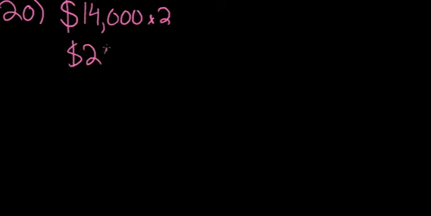Number 20. A salesperson's commission is K% of the selling price of a car. Which of the following represents the commission in dollars on 2 cars that sold for $14,000 each? So first things first, how much money did he sell the cars for in total? $14,000 times 2, so it's $28,000. And now over here we also pick a value for K. So let's say K equals 10. So his commission is 10% of 28,000.